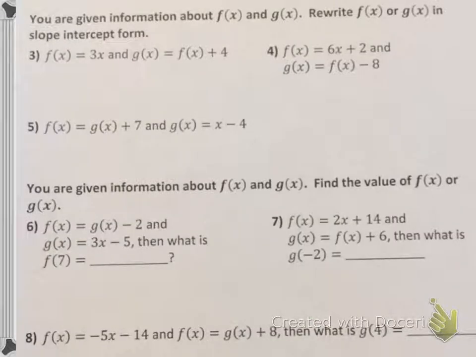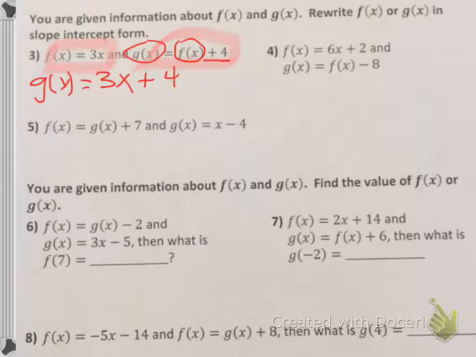All right, you're given information about f of x and g of x. Rewrite f of x or g of x in slope-intercept form. So here it says f of x is equal to 3x and g of x is f of x plus 4. You guys, this is really substitution. Take your f of x function and add 4 to it. My f of x function is 3x. I'm going to add 4 to that. That's going to be equal to my g of x function. So this one's already written in slope-intercept form, y equals mx plus b form. I didn't have to simplify that at all.